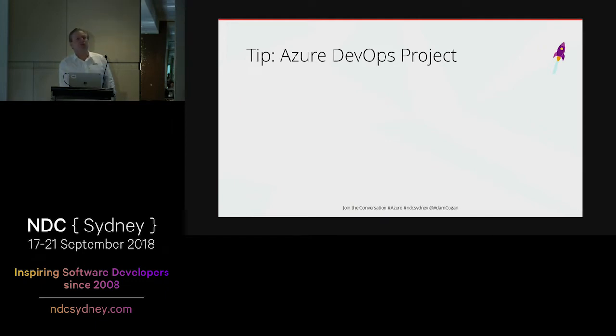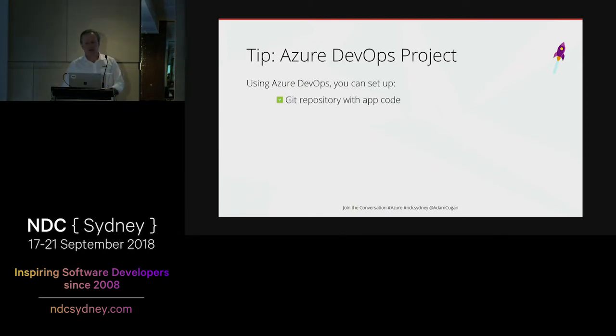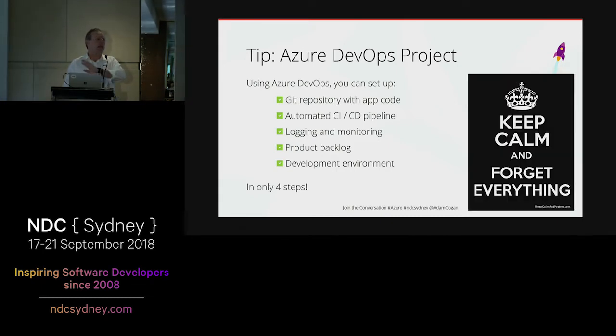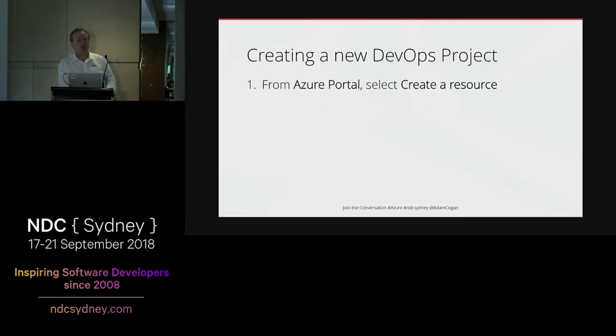Okay, so I'm going to give you the hottest tip. How many people already know of the DevOps project inside Azure? Okay, 5. All right, so for the rest of you, this is a hot tip. Inside Azure, you can use a certain project which creates your repository, automates your pipeline with builds and releases, logging and monitoring, there's a product backlog created, and you're up and running in your development environment in 4 steps. So I want you to forget everything that Jason just did, that was all the wrong way. We're starting afresh, all right? So let's start afresh. Not even that resource group exists.